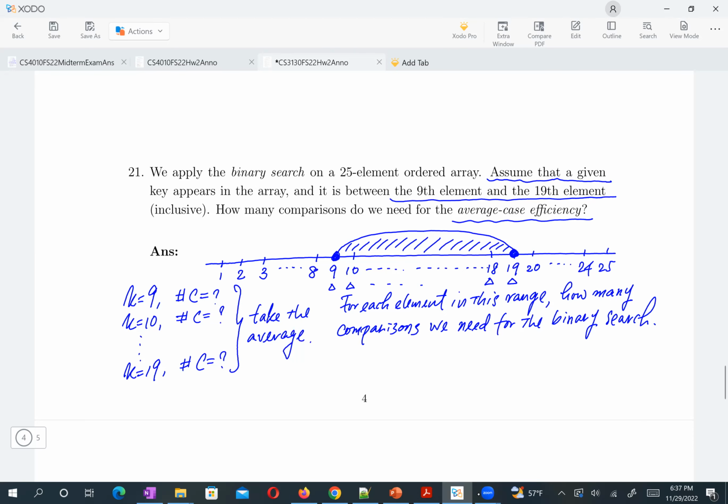That's your answer. Okay, all these cases. And you know all the comparison numbers. Just take the average, so you'll get the answer. All right.